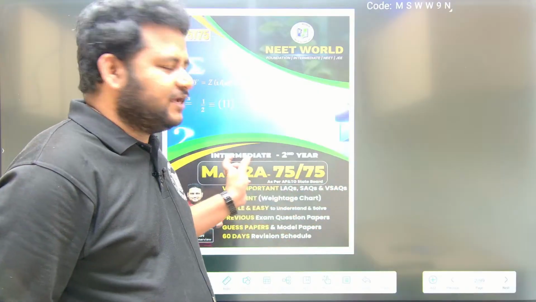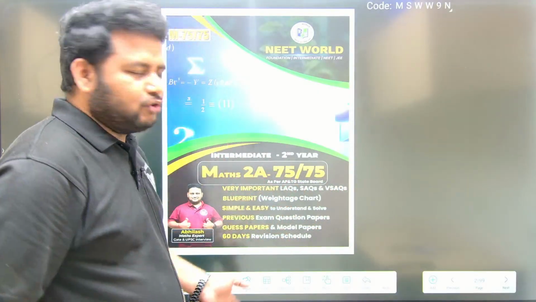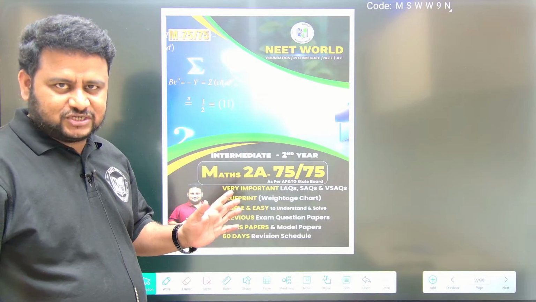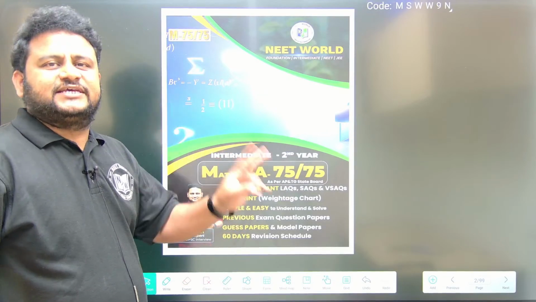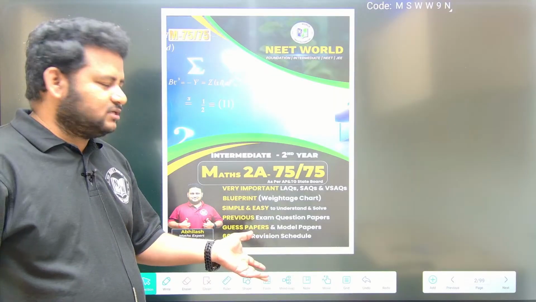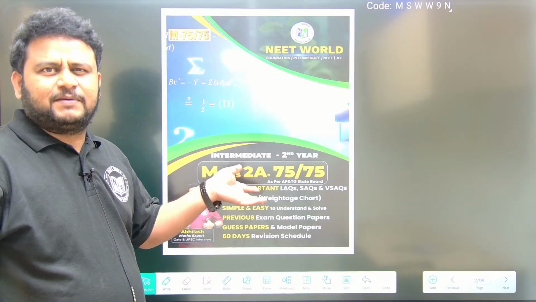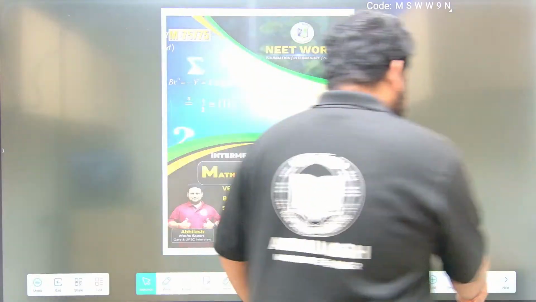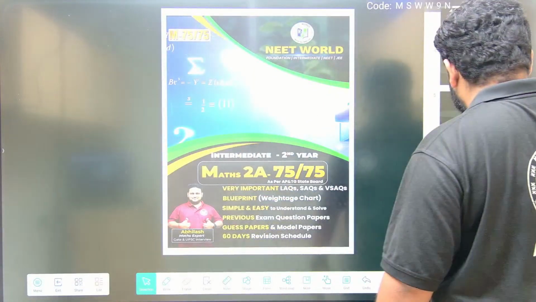Now when it comes to 2A, I have already told you how to download the soft copy. We already started with permutation and combination, and from there two SAQs are coming. We have already done a lot of questions on permutation and combination. Today we will do the remaining questions from the chapter of permutation and combination, friends.